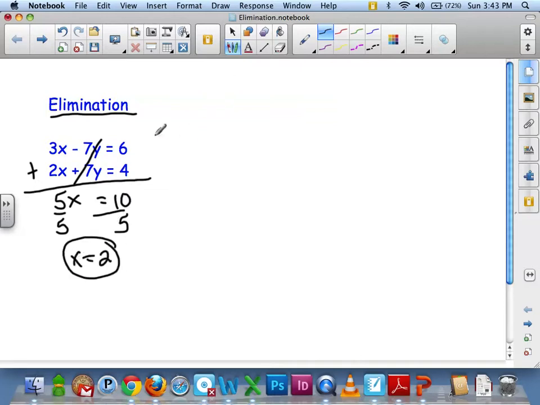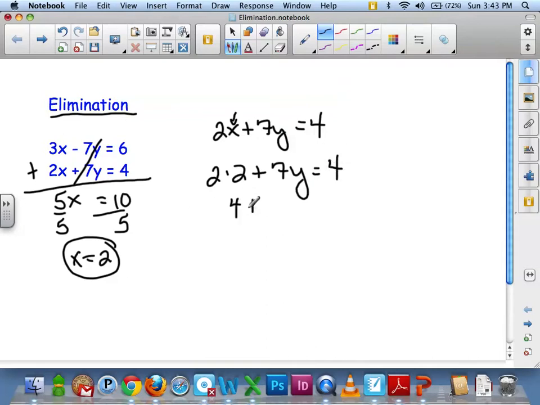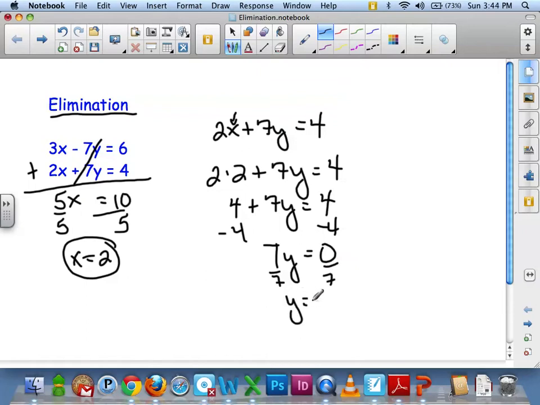Okay. Now we're going to take one of the two original equations. I'm going to take the second one, the 2x plus 7y equals 4. I'm going to plug in that 2 that we just found. So we're going to go 2 times 2 plus 7y equals 4. We've got 4 plus 7y equals 4. You're going to subtract 4 from each side, and I've got 7y equals 0. Once you divide each side out, you're going to get y equals 0. So the solution set for this is the ordered pair (2, 0).